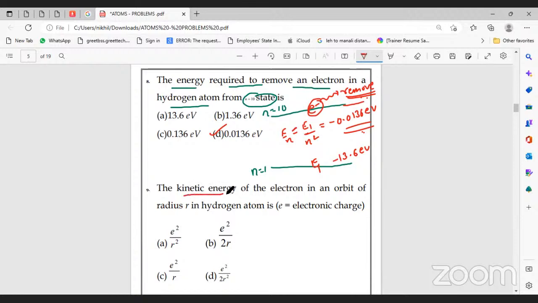What's the kinetic energy of an electron in the orbit of radius r in a hydrogen atom? A very good problem, students, but they are expressing kinetic energy in terms of r. We have studied a general formula for kinetic energy, no doubt, but they are expecting it in terms of r. So what is that?